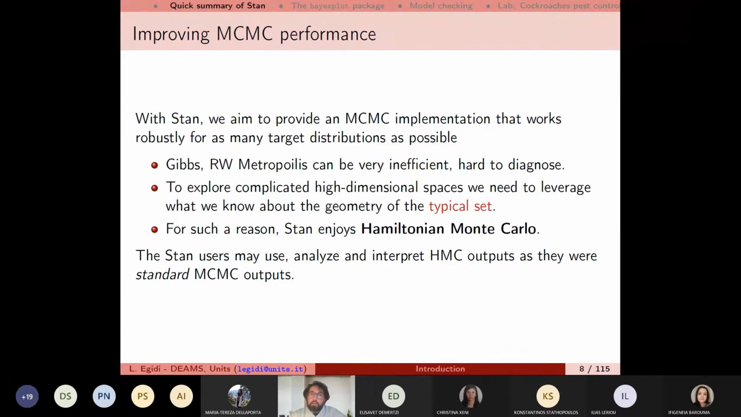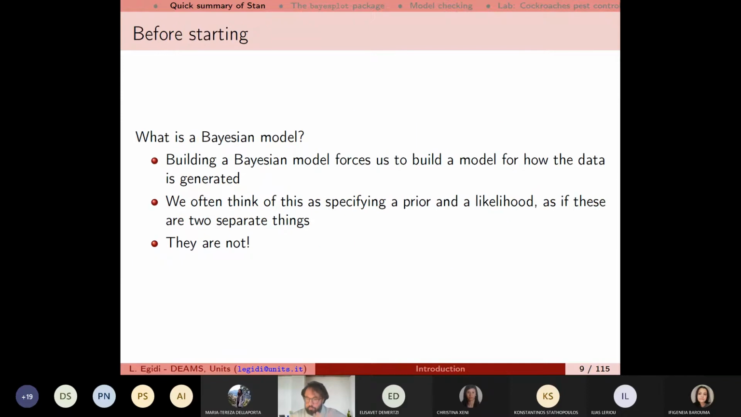In some sense, users can use Stan and its outputs even with no knowledge of Hamiltonian Monte Carlo, because it is sufficient to know the basics of MCMC. So if you already know something about MCMC, this is basically enough. Of course, if you want to become more expert about how Stan works, then I guess you can spend some hours learning how Hamiltonian Monte Carlo works. So in these 2 hours, we will see how basically to build Bayesian models, but you already know this.